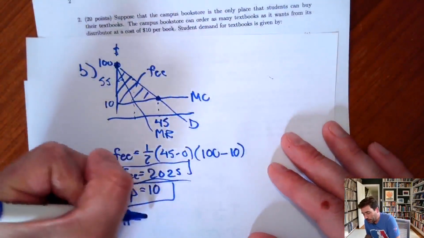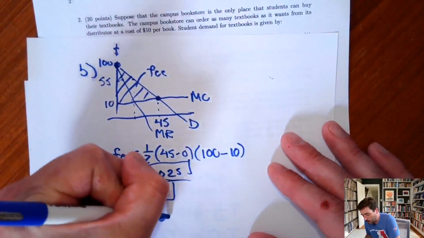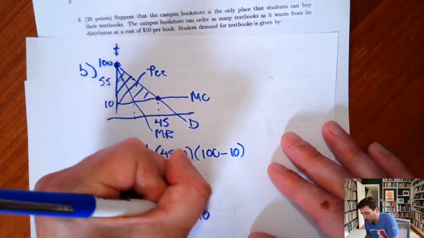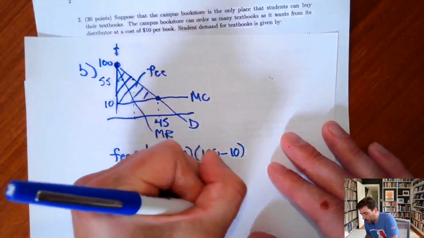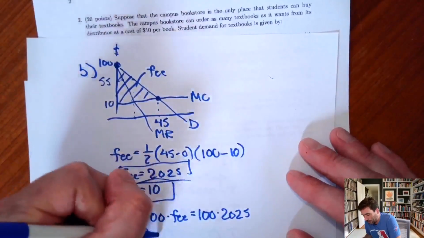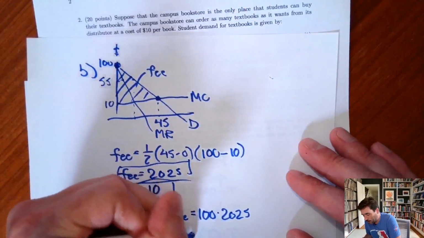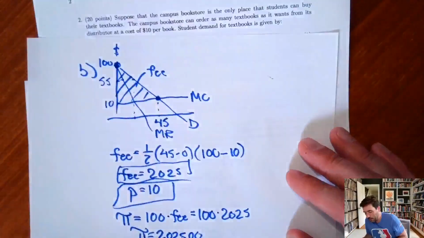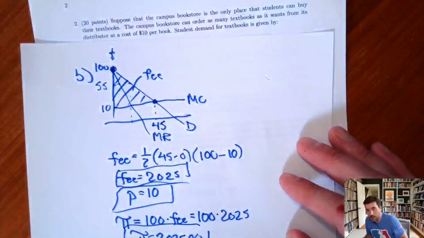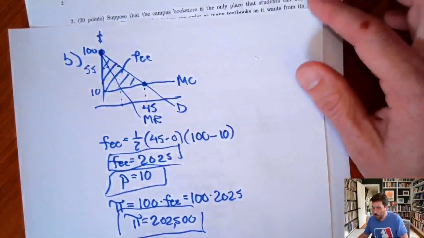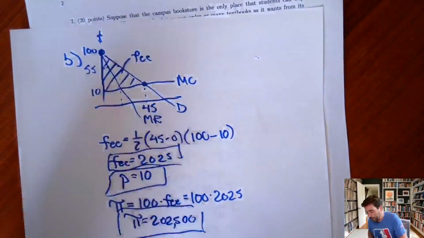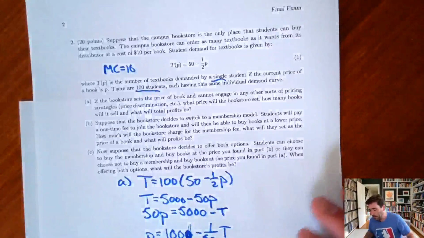Our profits are going to come from all 100 people each paying that fee, right? So that's just going to be 100 times our 2025, which then just gives us $202,500, right? So that is our final amount of profits in part B. Notice those are much bigger profits than we had in part A, right? All right, back to the problem here.